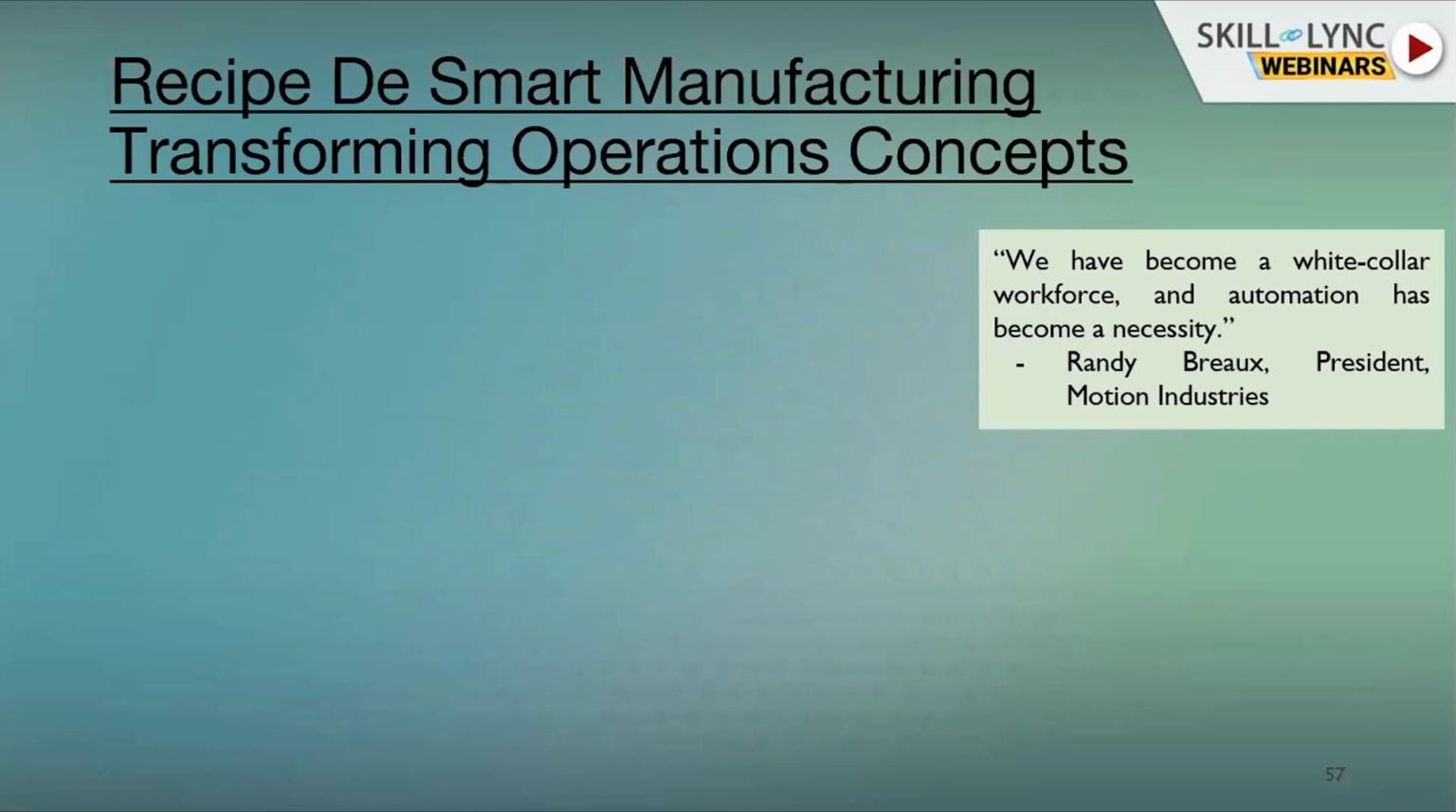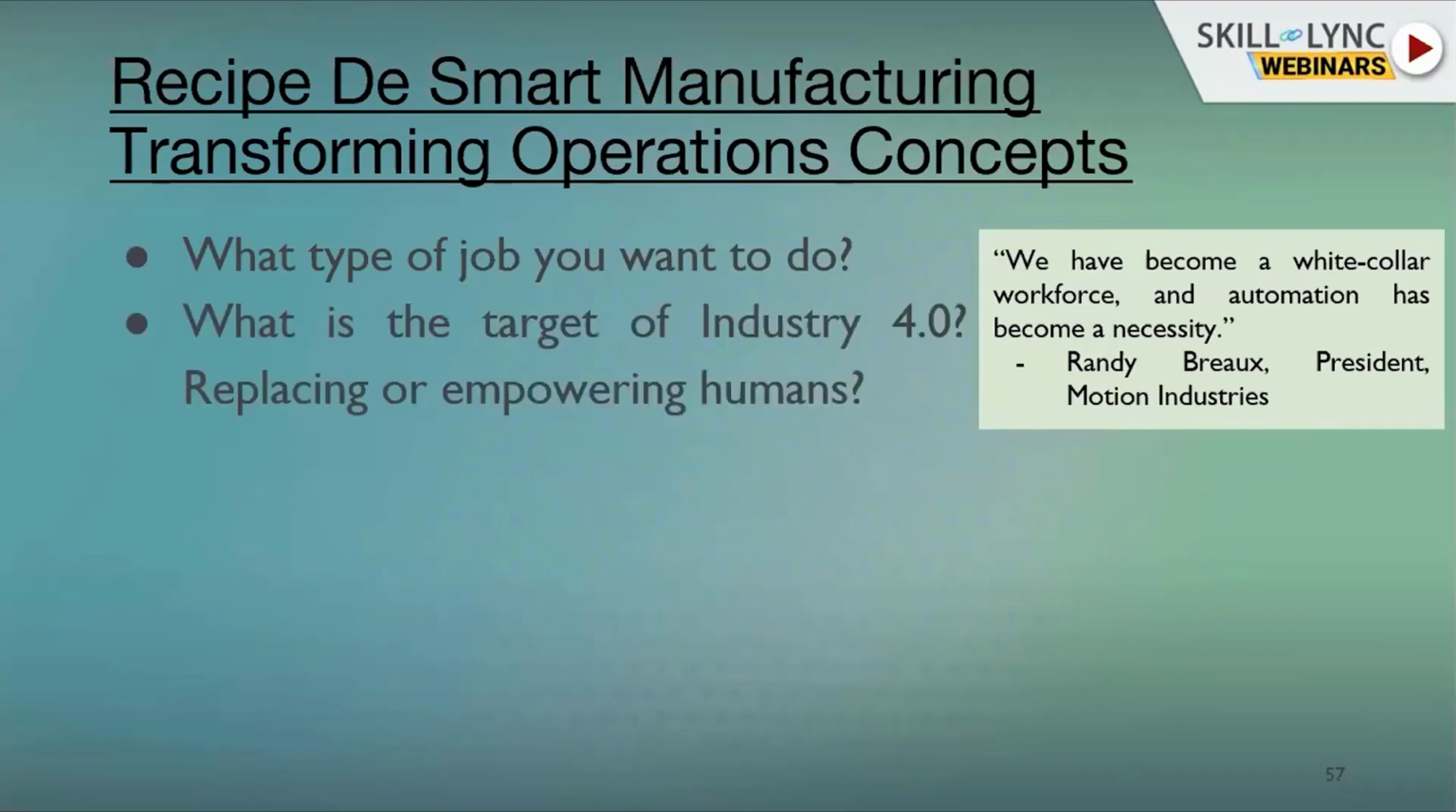This comment was given by Randy Brooks, president of Motion Industry, and it is a very beautiful comment. What type of job do you want to do? Okay, what is the target of Industry 4.0? Replacing or empowering humans? Do you want to do that operator job? No, nobody wants to do that nowadays. That is just a job which machines can do. We want to do the smart job, right?